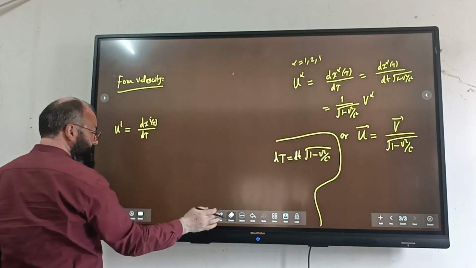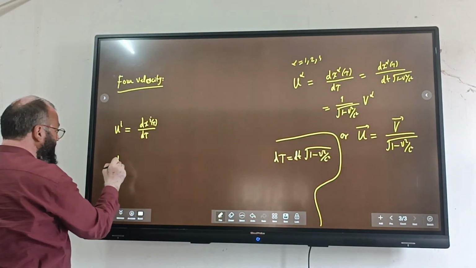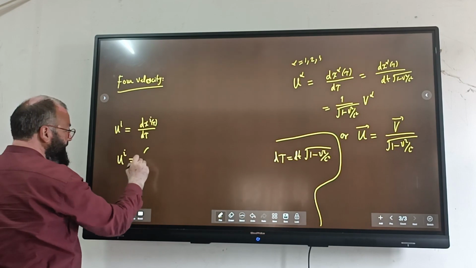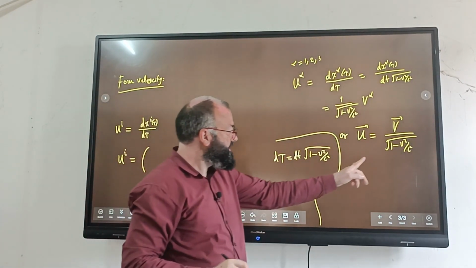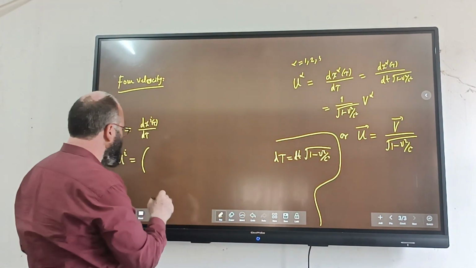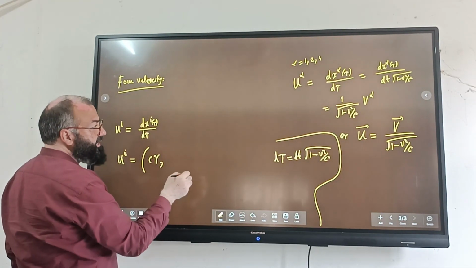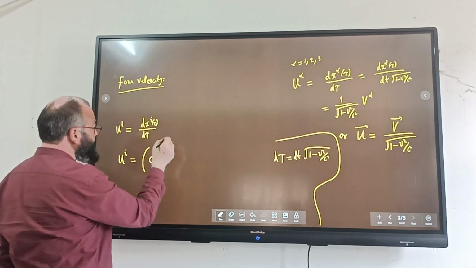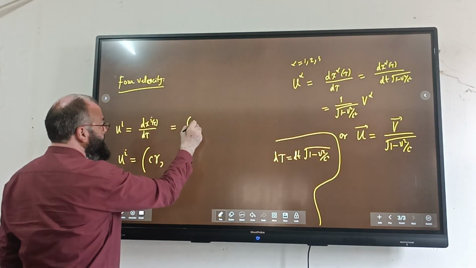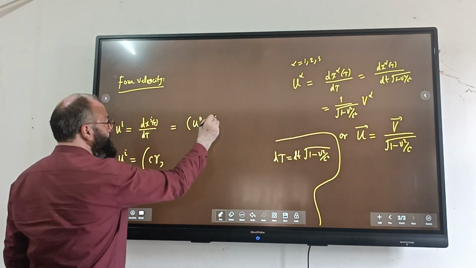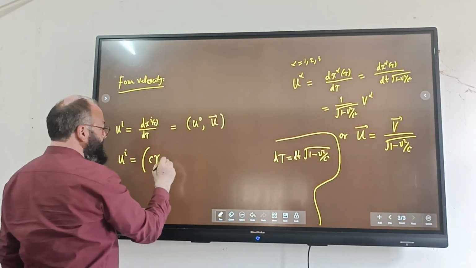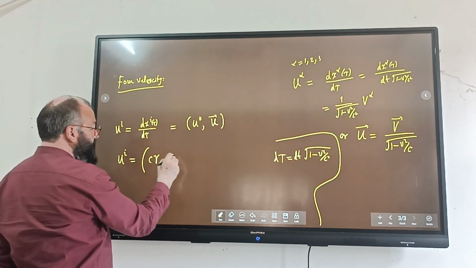So what we have got. So u^i therefore I can write as follows. What is this factor? 1 divided by the root of 1 minus v squared over c squared, so it is gamma. So I'll write it as c times gamma. Then I can write the other vector, so let's say I write u^0 and the vector u, which is gamma times v.